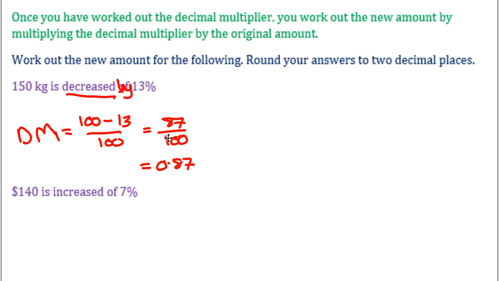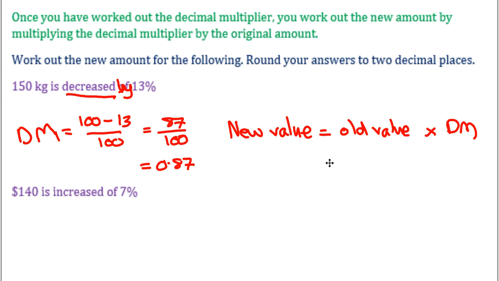So now get the new value. New value is the old value times the decimal multiplier, times the DM. I tend to write the old value first. The old value was 150, and the decimal multiplier is 0.87. So it makes sense. If you're decreasing something by 13%, it should get smaller.